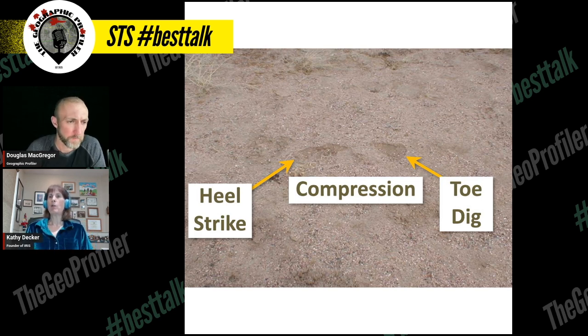So that would be the most common form of sign that we would expect to see, or different aspects of that. Sometimes you might just see the heel strike. Sometimes you may just see the toe dig. If we're trying to track someone who is a runner or a jogger, that toe dig and that heel strike become paramount.